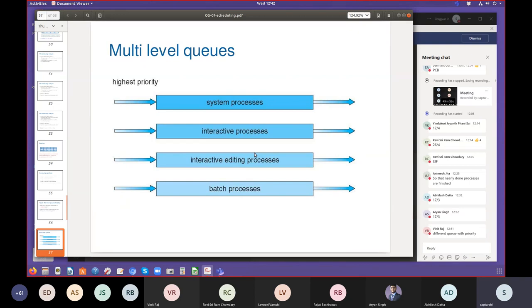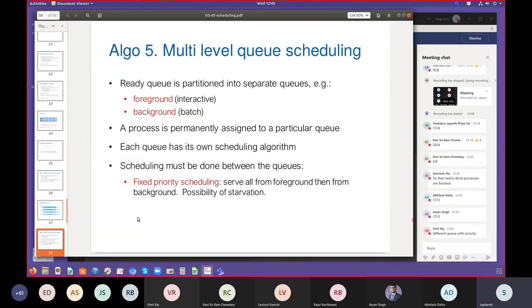So the picture looks something like this. The ready queue has four different sub-queues. The highest priority queue is for the system processes. The next highest priority is given to interactive processes, then to interactive editing processes, and the least priority is given to batch processes. Whenever a process comes, it will be added to one of these queues, and based on that it will be decided how frequently it is executed. Also, as I said, each queue may have its own scheduling algorithm.